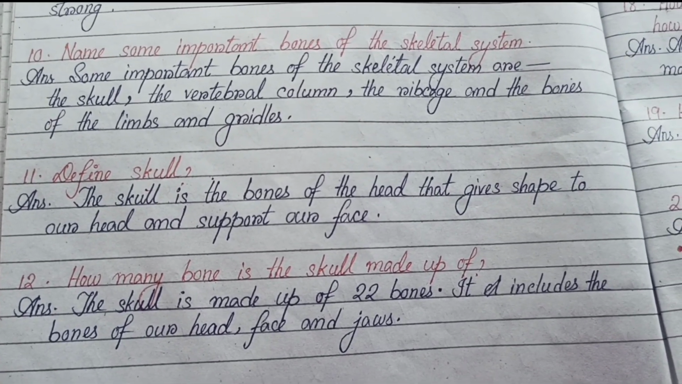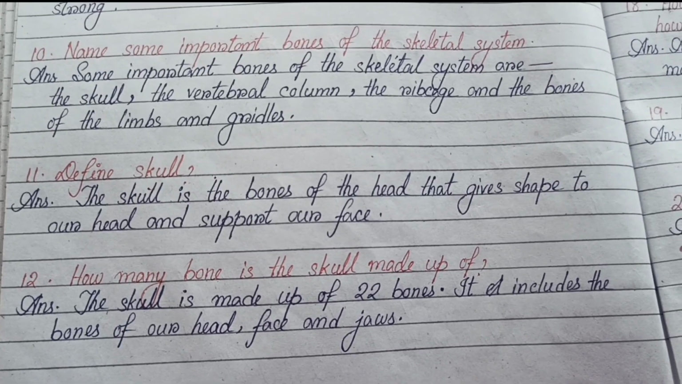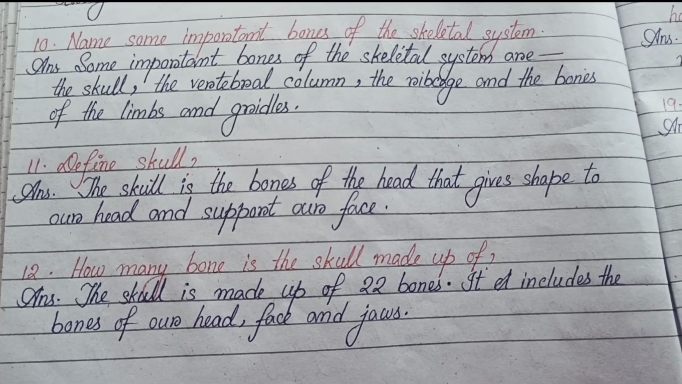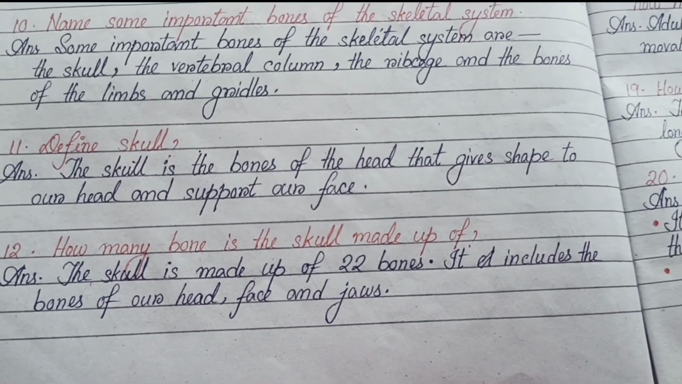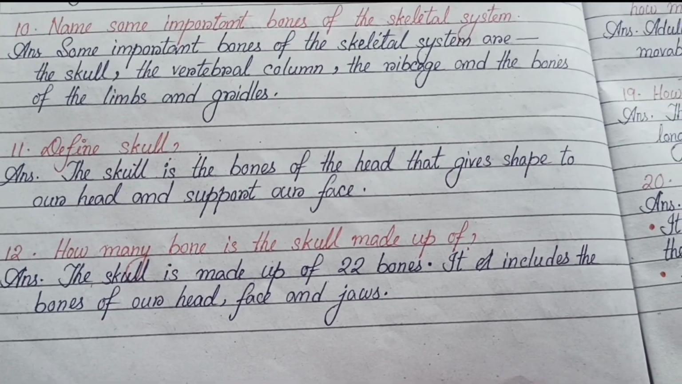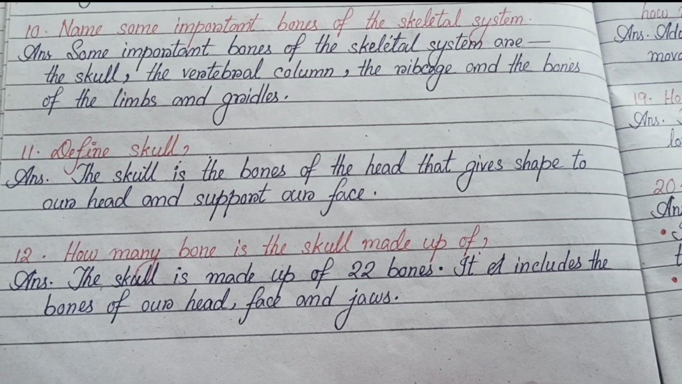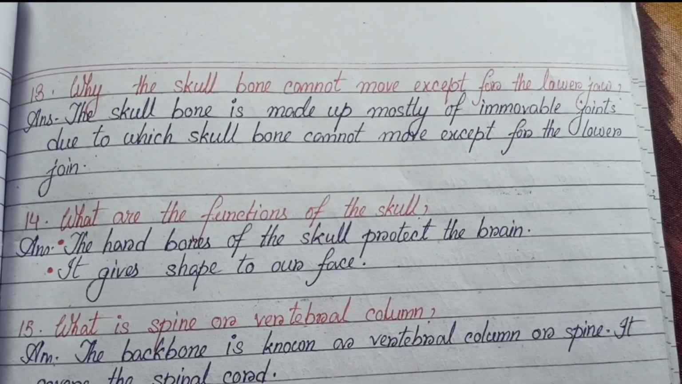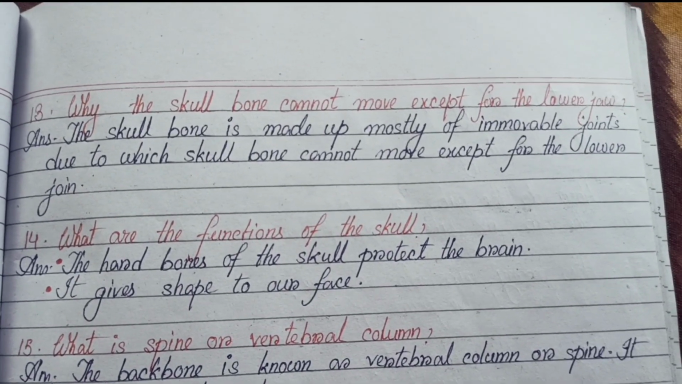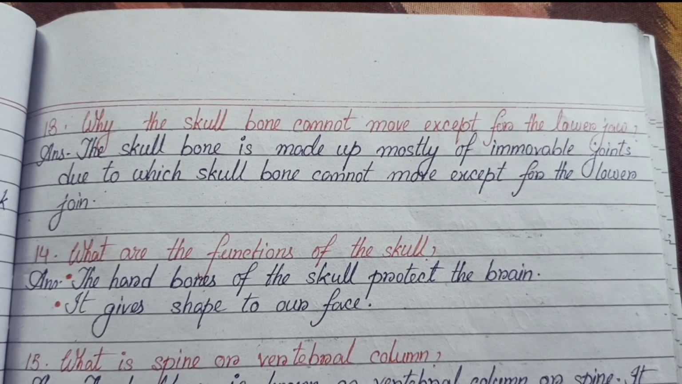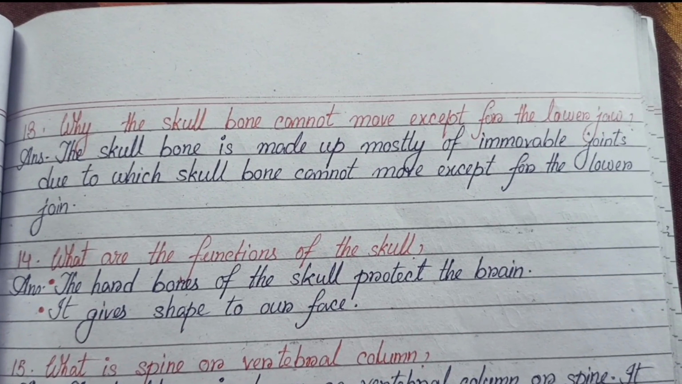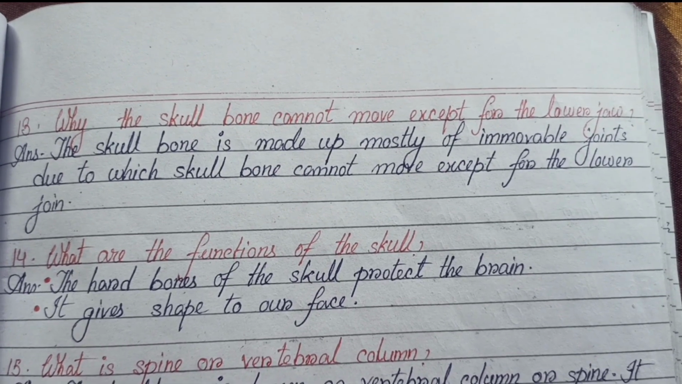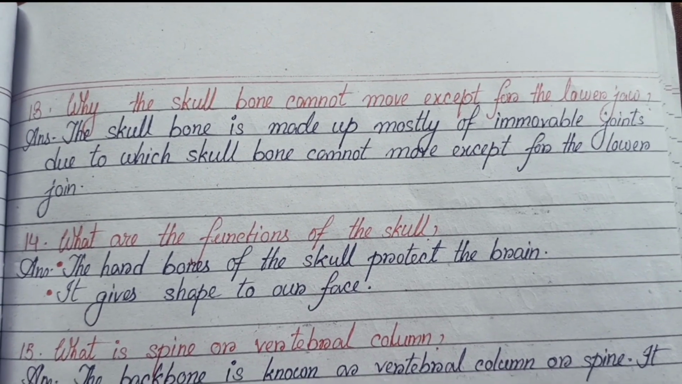Number 11, define skull. The skull is the bones of the head that give shape to our head and support our face. Number 12, how many bones is the skull made up of? The skull is made up of 22 bones. It includes the bones of our head, face, and jaws. Number 13, why can the skull bones not move except for the lower jaw? The skull is made up mostly of immovable joints, due to which the skull bones cannot move except for the lower jaw.